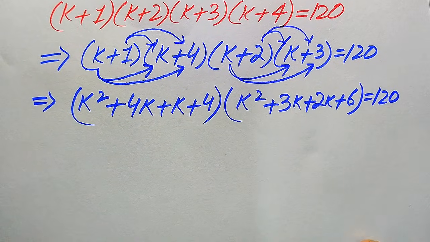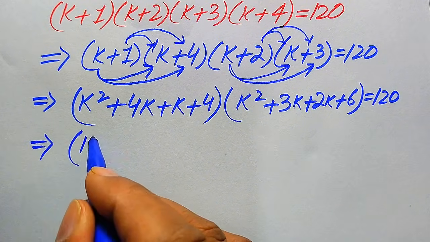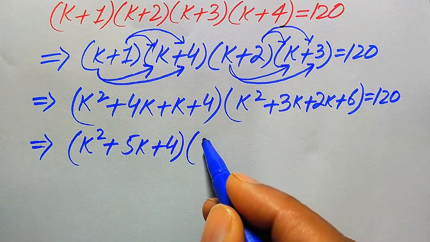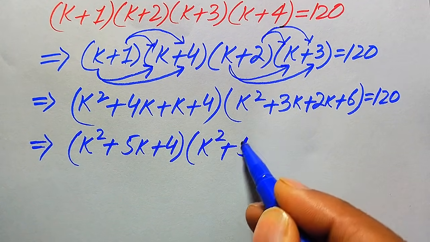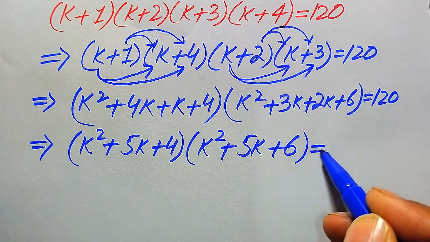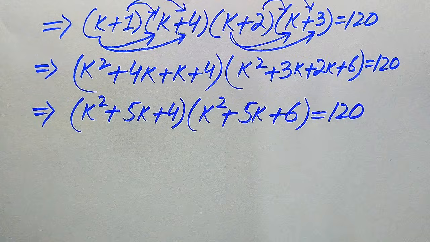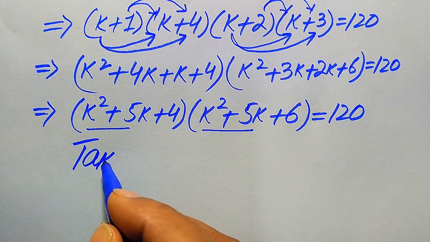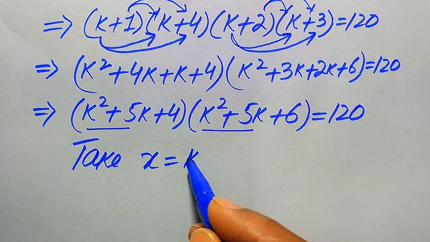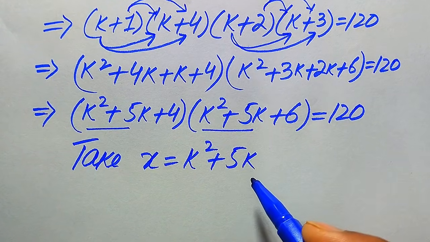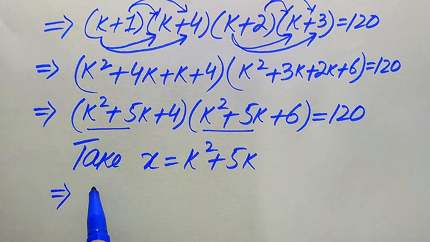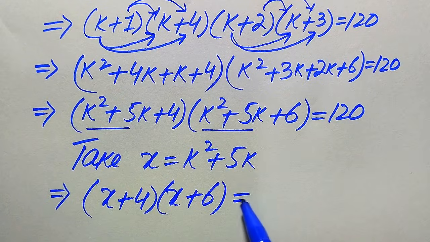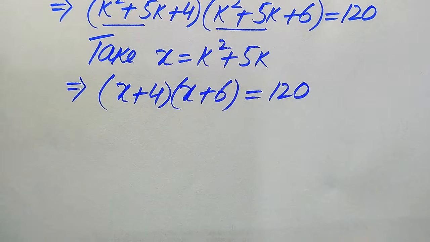Now in the next step we need more simplification. We have k square plus 4 plus 1 becomes 5k, plus 4, times k square plus 3 plus 2 becomes 5k plus 6, and this whole equation equals 120. You see these terms are the same in both factors, so we take this value as x, and we get x equals k square plus 5k. We put this value in the above equation, and it is written as x plus 4 times x plus 6, and this whole equation equals 120.